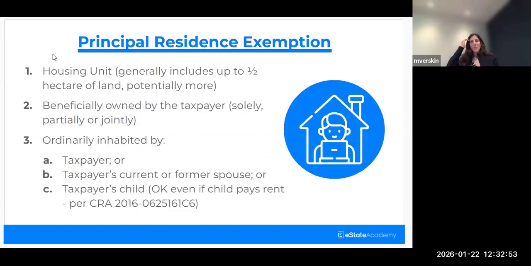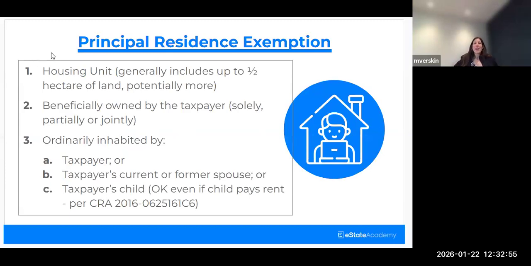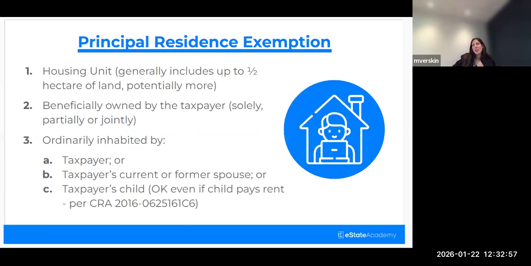What does it apply to? It has to be a housing unit. So it could be a home, it could be a condo, it could be a houseboat. Generally, you're allowed to have land, up to a half hectare of land. Sometimes there are reasons why you might be able to have more. For example, maybe it's in a municipality where you can't sever the lot, so you might have a very large swath of land that's included.